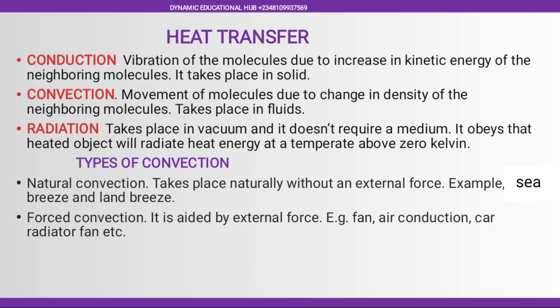Now let me quickly talk about radiation, specifically the radiation of a black body. A black body is a material that will absorb all the radiant energy that falls on it. So if you shine light on a black body or black material, it is going to absorb all the heat energy. So that is that about black body. Now we have some instruments that we can use to measure radiation.